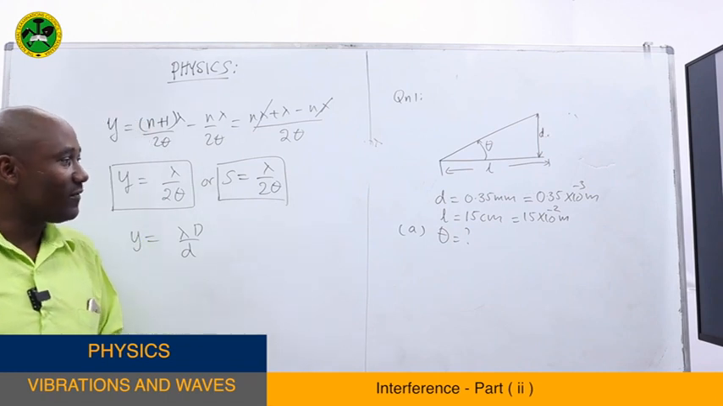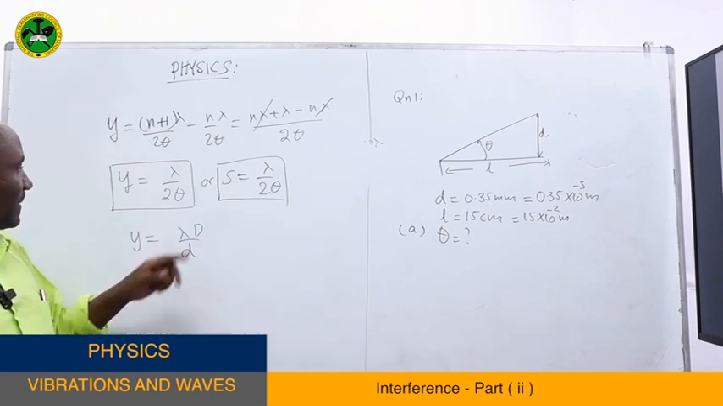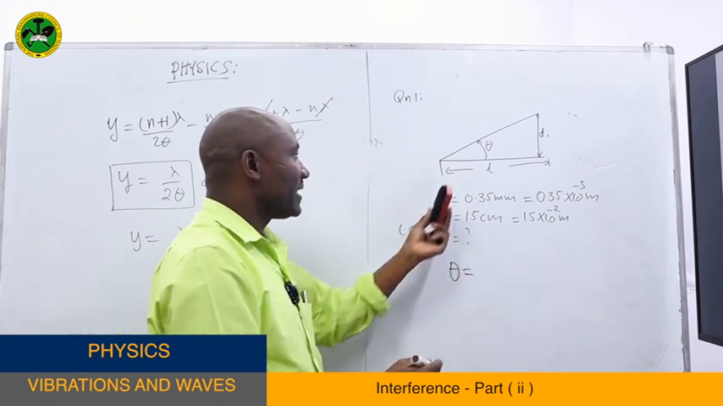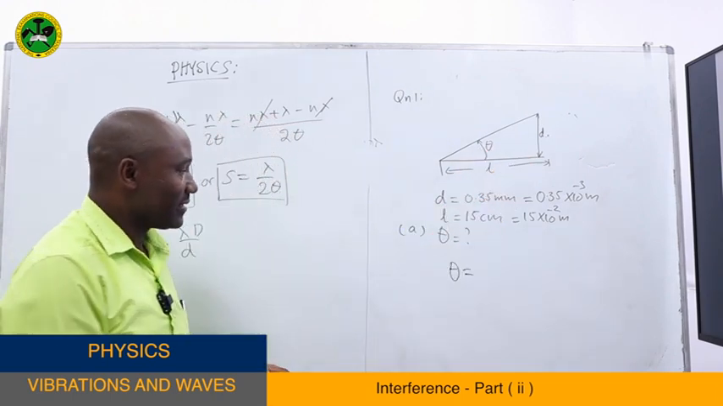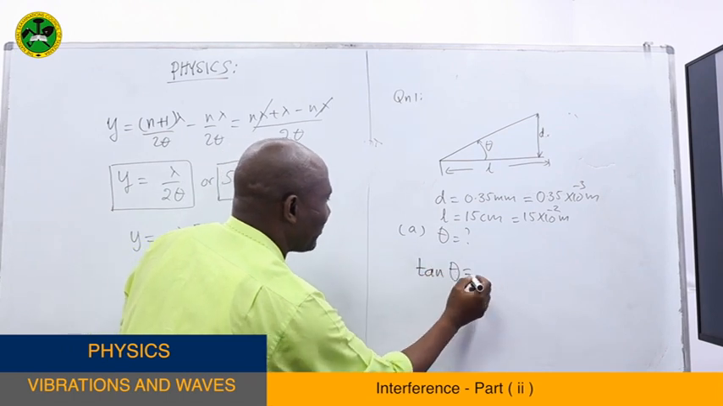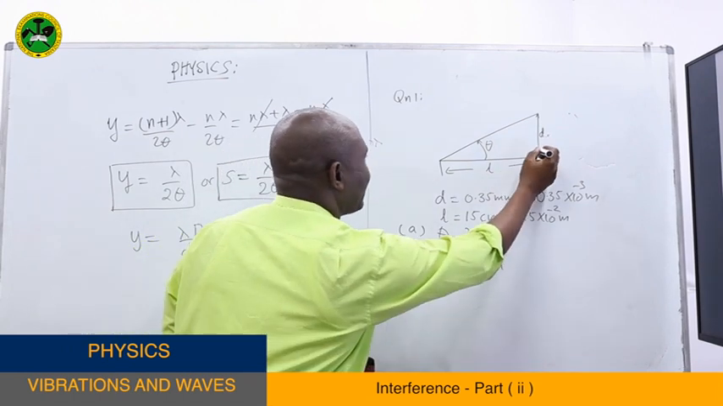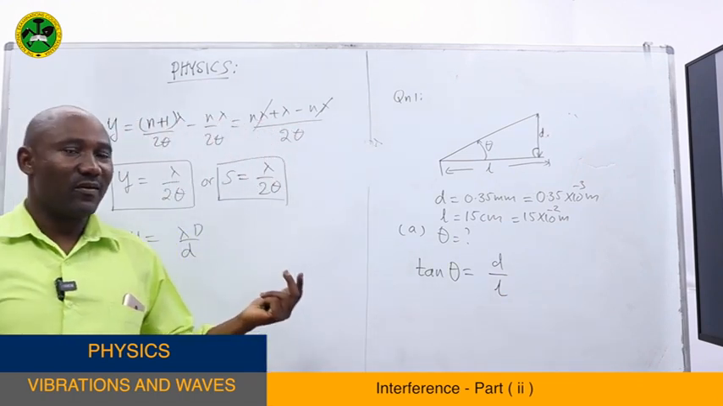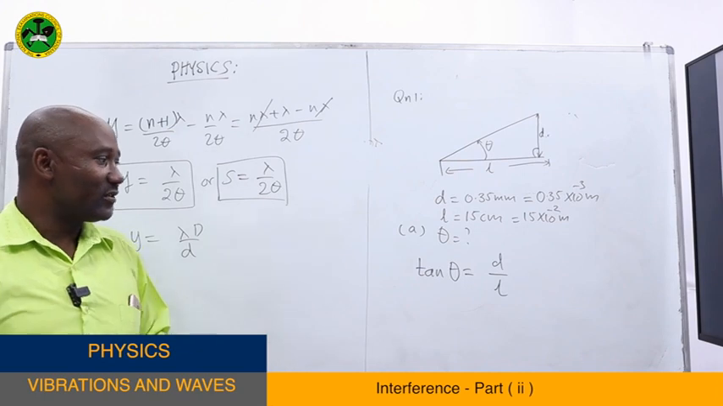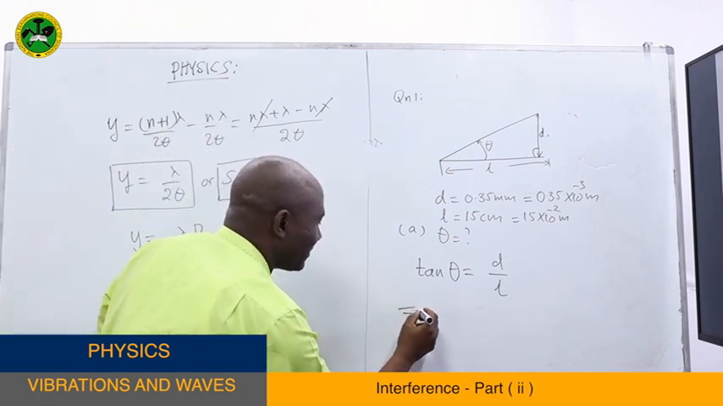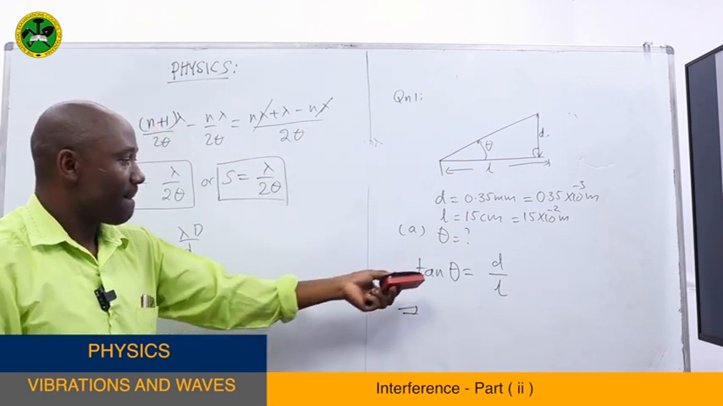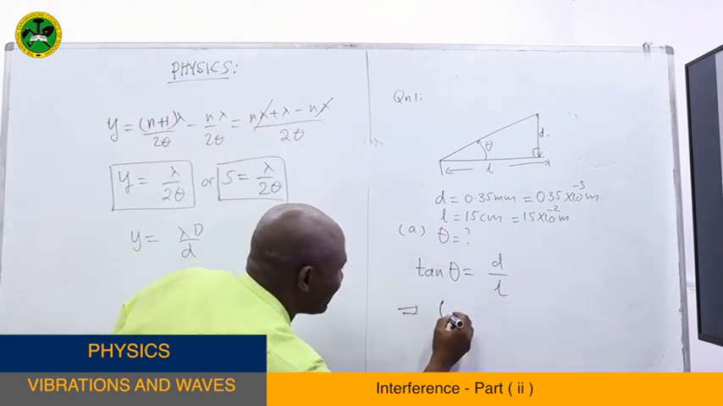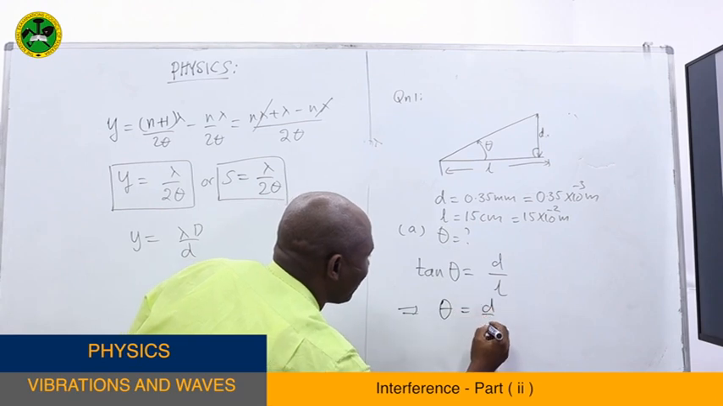How do we find the angle? The formula we derived, if you remember, we said that tan of the angle equals that side D over L. And we said that the angle is very small. So in radians, if you are using a calculator, the angle of this air wedge, when it is very small, is approximately the tan of that angle. So theta equals D over L.